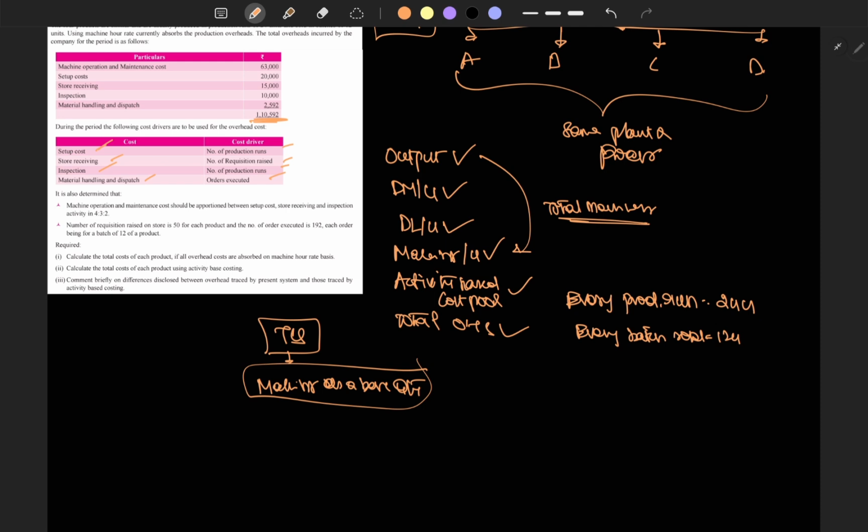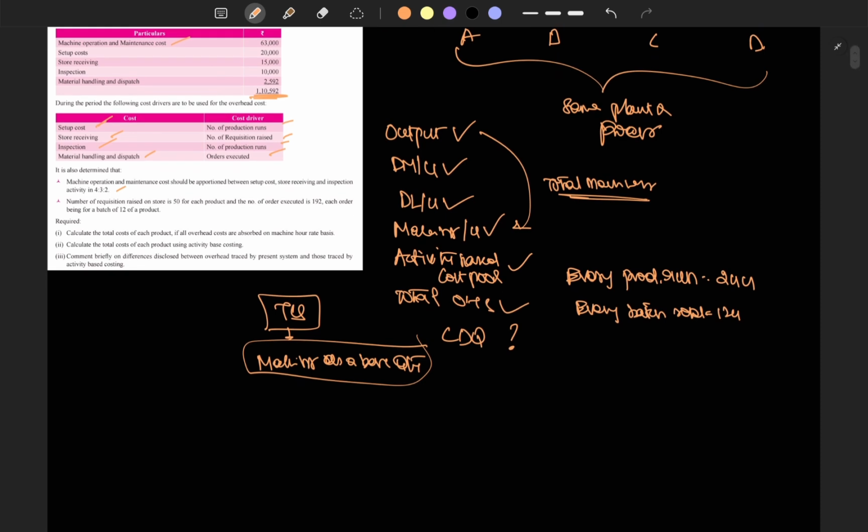What else is given? Actually, if you see, you couldn't find the cost driver quantity in this sum, that we have to find out. Cost driver quantity we have to find out. It is also determined that machine operation and maintenance cost should be apportioned to setup cost, stores receiving and inspection activity. So what they are saying is they want us to reconstruct the cost pool structure. We have to reapportion the value of machine operation and maintenance cost to setup cost, stores receiving and inspection.